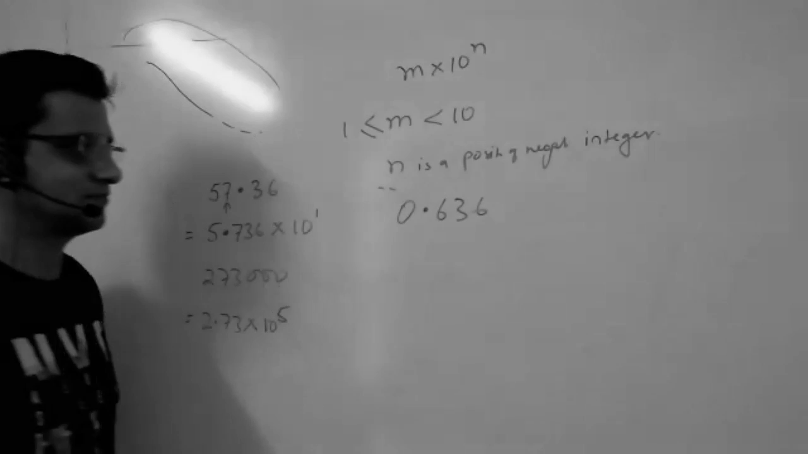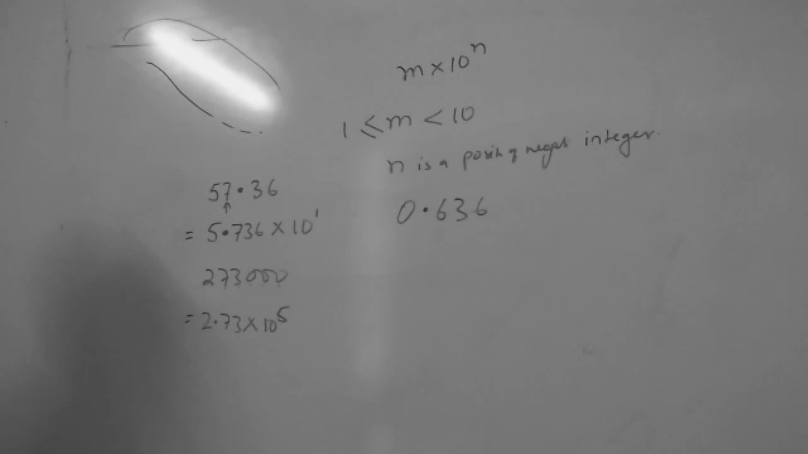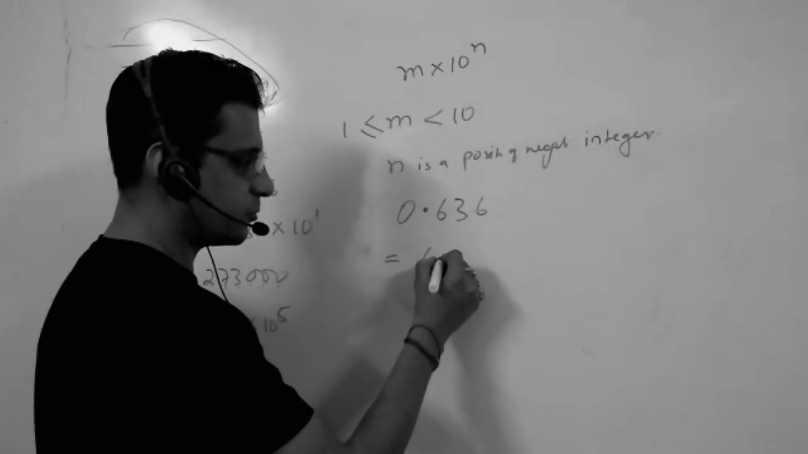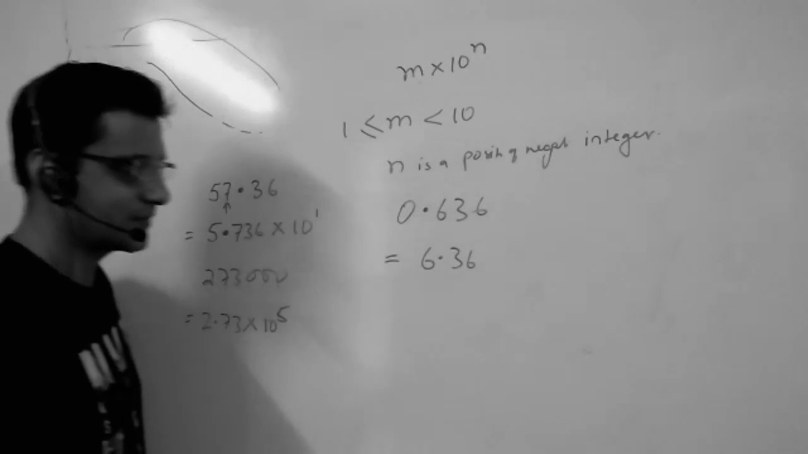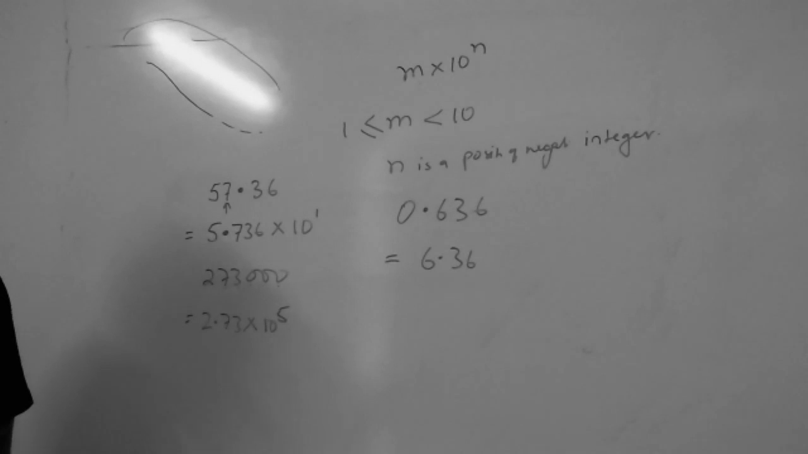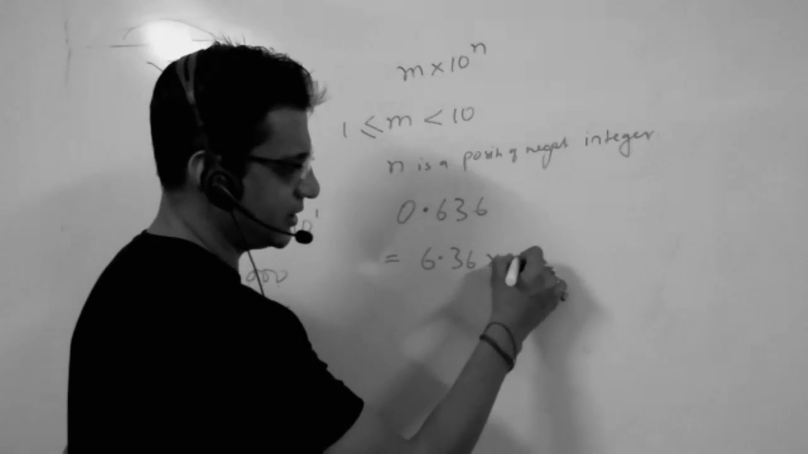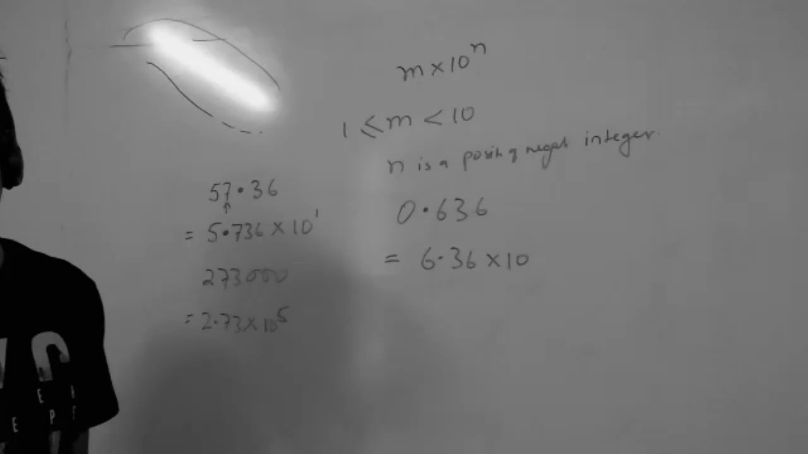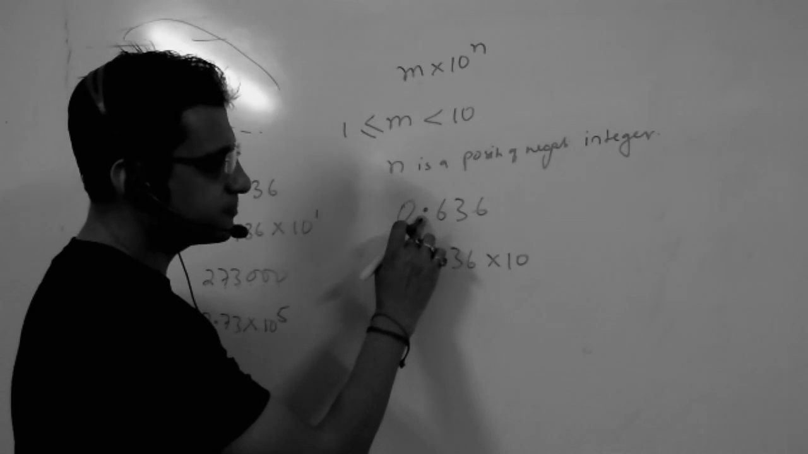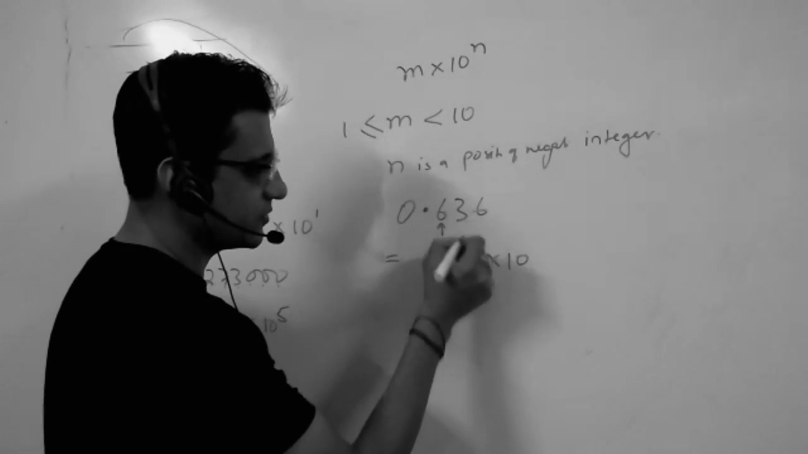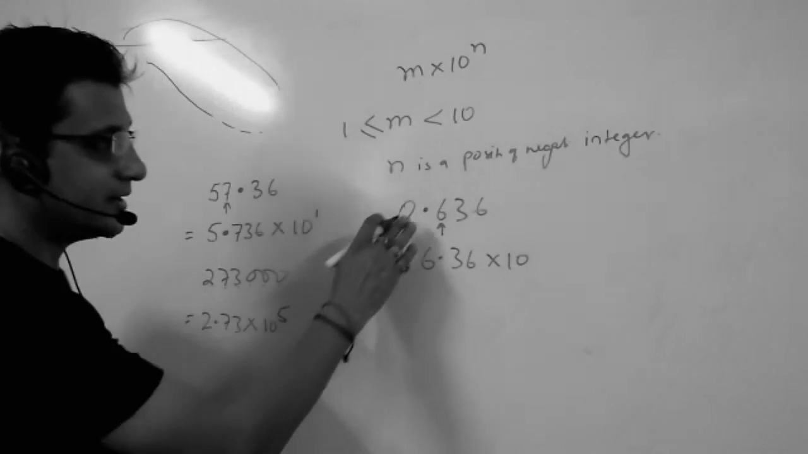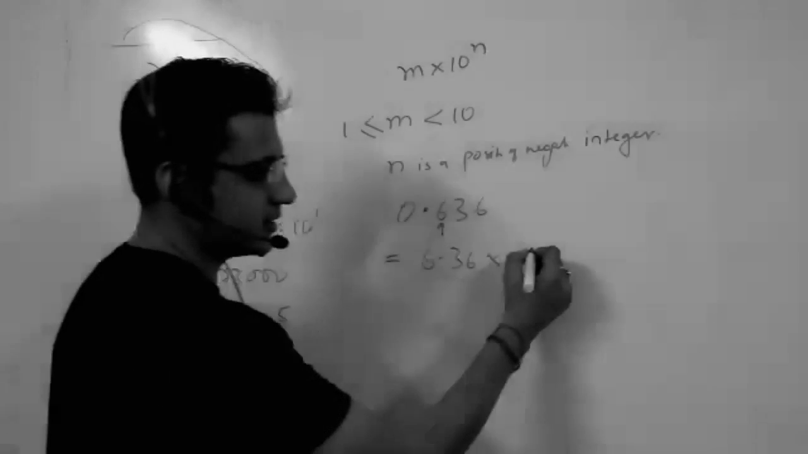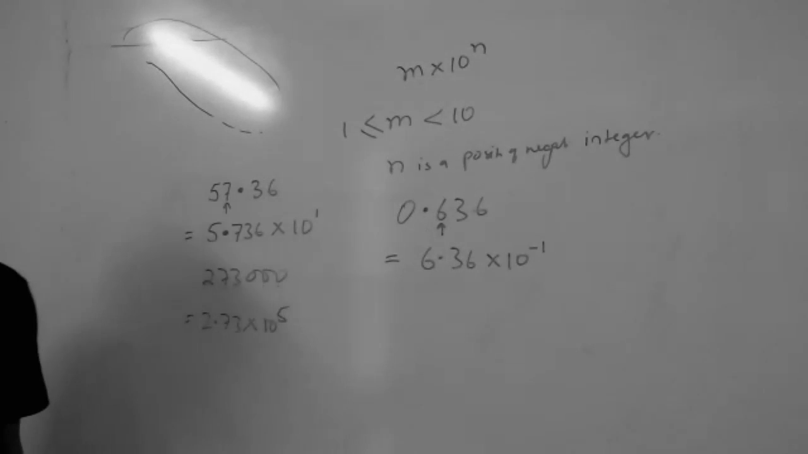Now I will give you 0.636. Put it into standard form. So what will we do? We will write it 6.36. Multiply by 10 again. Till this point, no problem. Now how many places has it moved? It has moved 1 place. But it has moved from left to right, so it will be negative. Left to right will be negative. So 10 to the power -1.